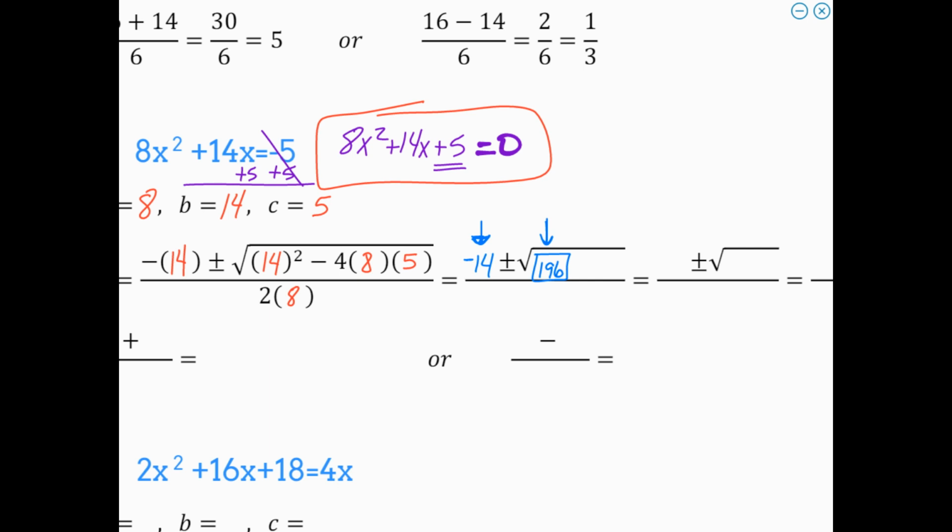And then what is negative 4 times 8 times 5? That goes in your next box here. Does it already have the minus for you, actually? Yep. Okay, so 160. And what's 2 times 8 on the bottom? 16. Okay, so that's our first step of simplification.